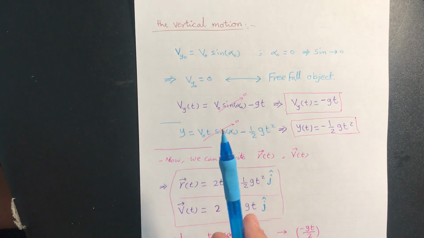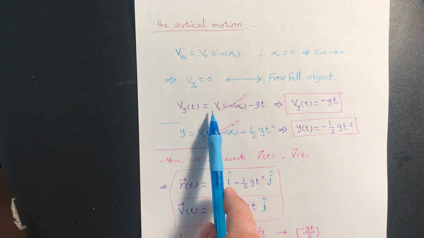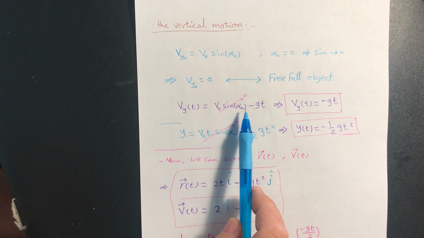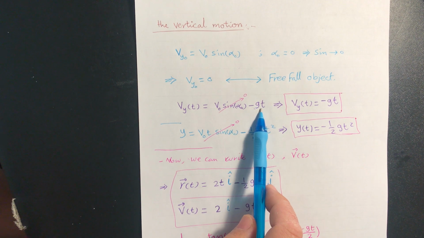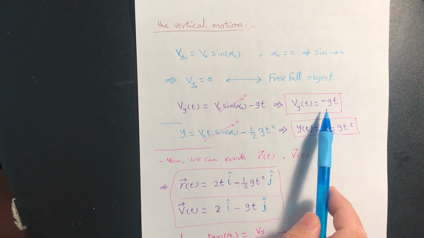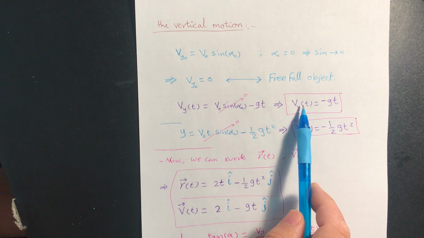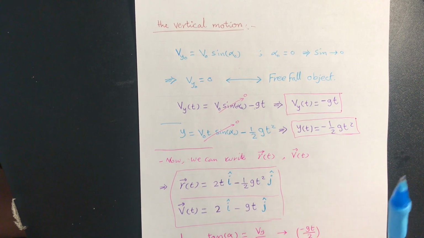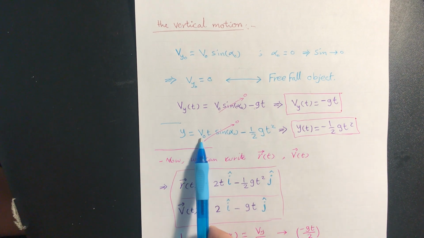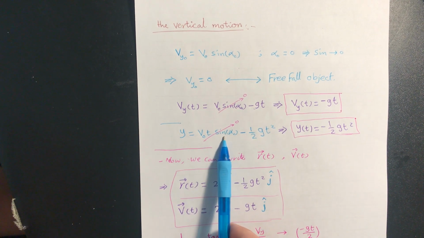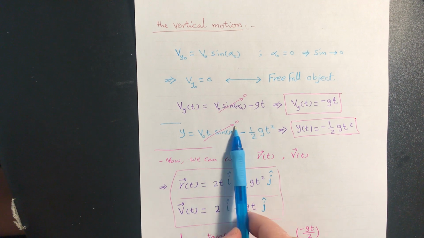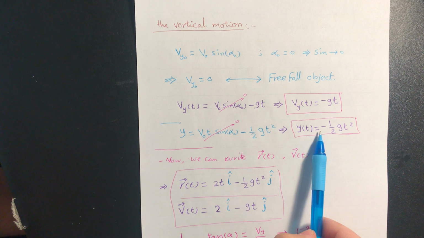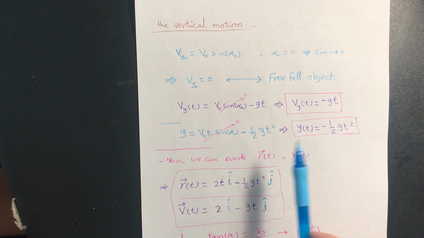We can use the velocity relation, which is V naught sine alpha naught, which is equal to 0, minus g multiplied by t. g is 9.8. So the velocity will equal minus g multiplied by t. What about the position? The position is equal to V naught sine alpha naught multiplied by t, which is 0, minus half g t squared. Then y will be equal to minus half g t squared.